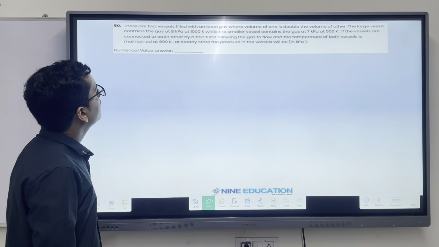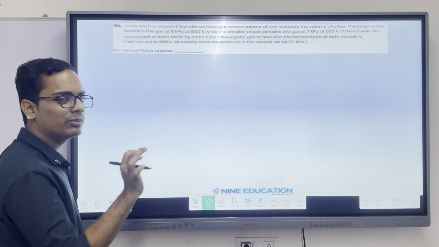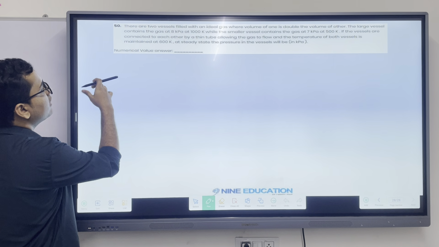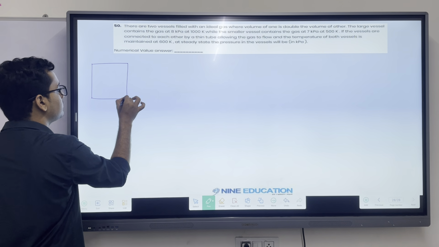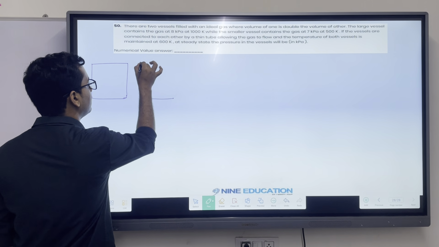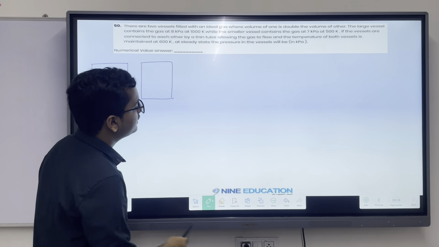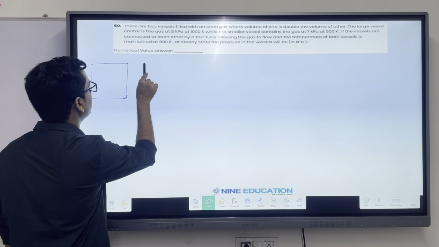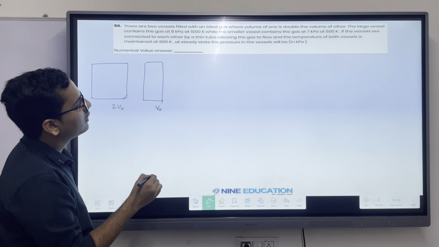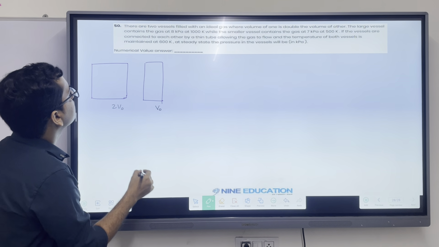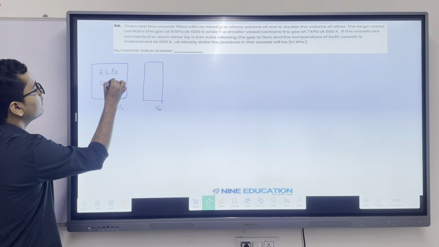Okay, so this question 50 is also related to basic thermodynamics. It says that there are two vessels filled with ideal gas, where the volume of one of them is double. So the volume is, let's say, 2V0 here, and V0 here. The large vessel contains gas at 8 kilopascal and at 1000 Kelvin.